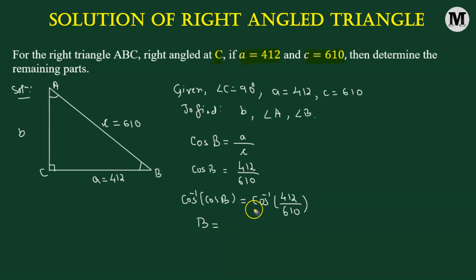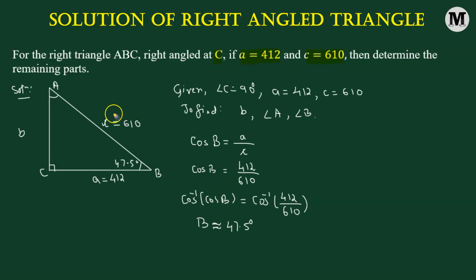So B is going to be equal to, now we are going to use a calculator to find out the value of cosine inverse of 412 over 610. So that comes out to be approximately 47.5 degrees. So here we have obtained the value of angle B. So we have 47.5 degrees.